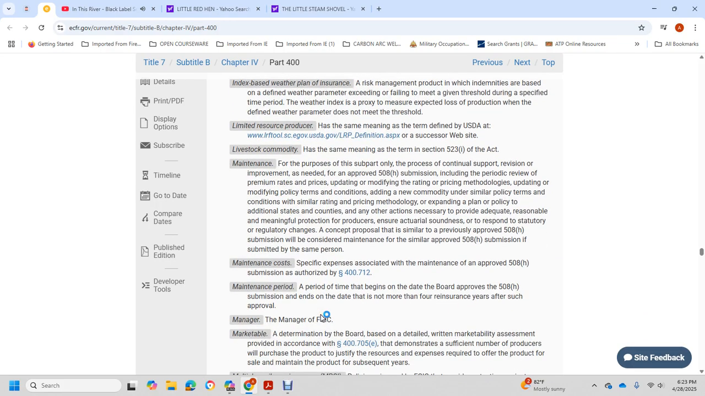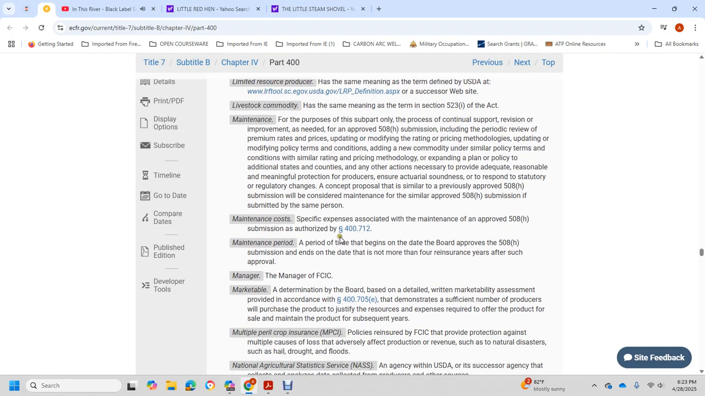Maintenance cost: specific expense associated with the maintenance approval of the 508(h) submission, authorized within the 407-12 maintenance period. The maintenance period is the period of time beginning with the Board approving the 508(h) submission and ending no more than 4 reinsurance years after such approval.